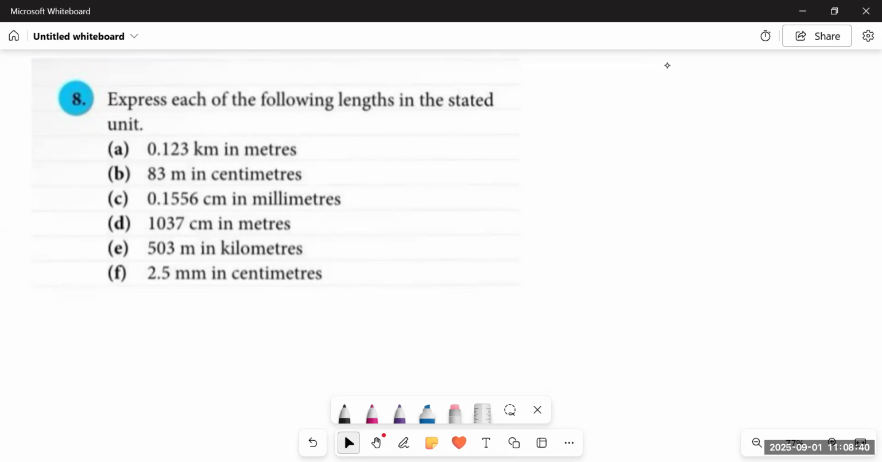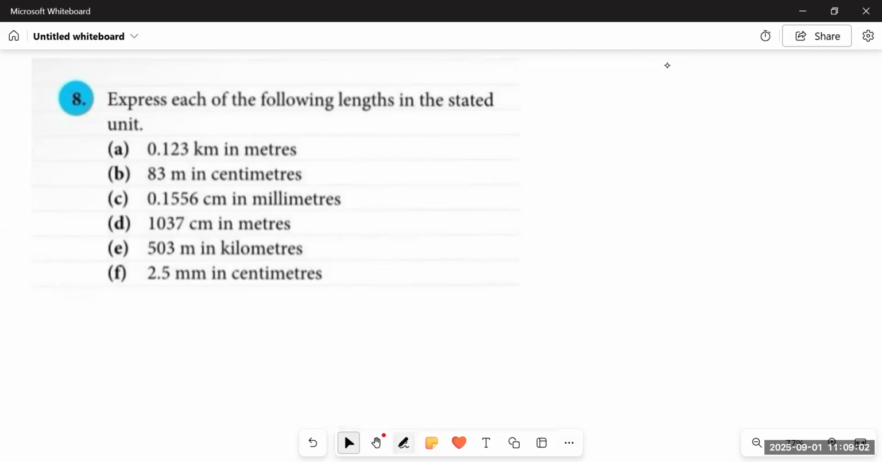If you remember, we have done these types of questions in the earlier classes, in grade 4 and grade 5 a lot of times. So it's going to be just a revision for you. Let's start from part A, which says express each of the following lengths in the stated unit. So we are provided with the quantities in certain units and we have to convert them into some other units.